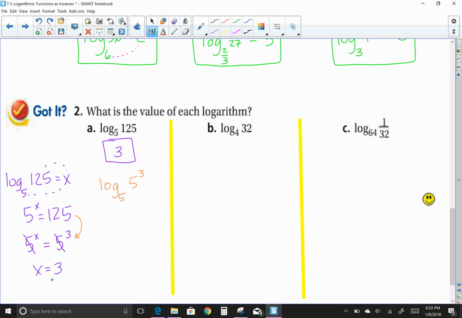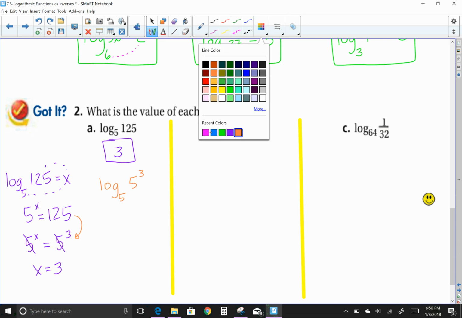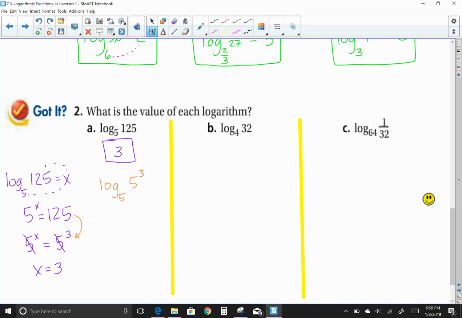So you can do it the long way. You can do it the short way. Okay? All right, I'm going to go do another one. So we have log base 4 of 32. So I'm going to say log base 4. I'm going to put my answer like this.